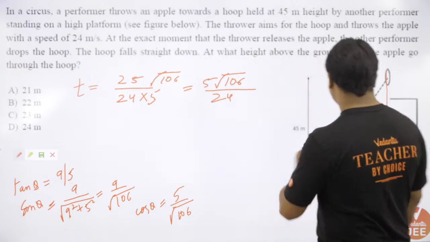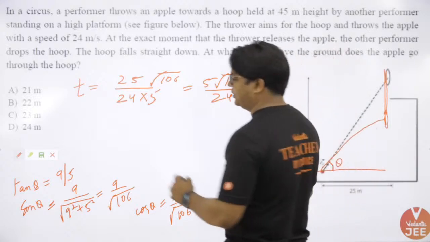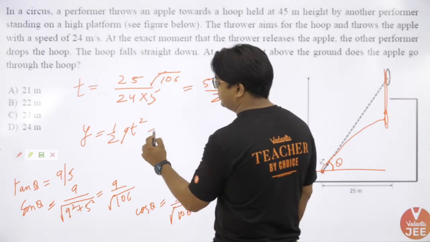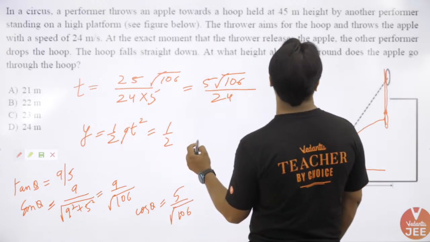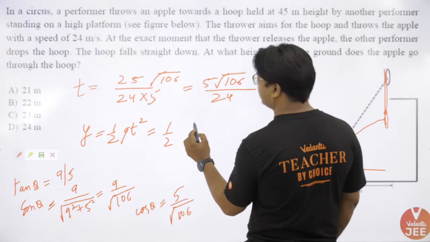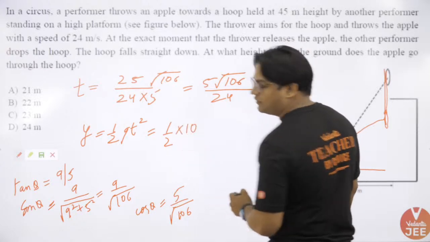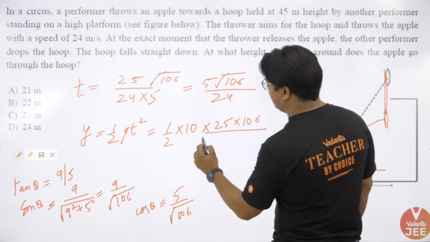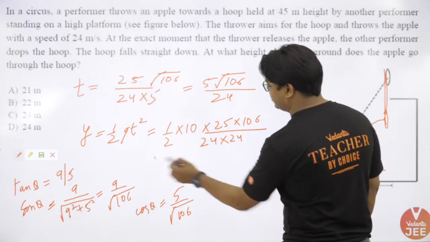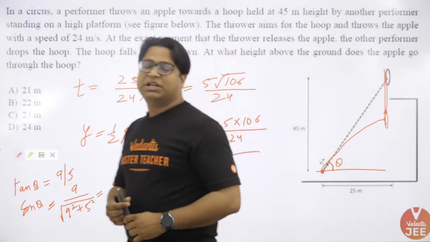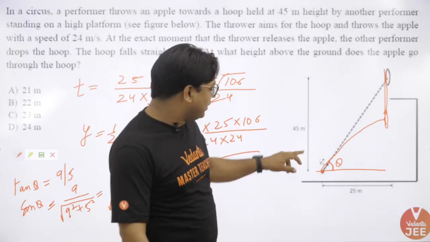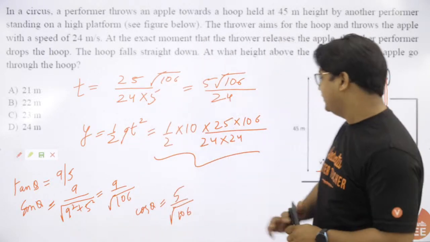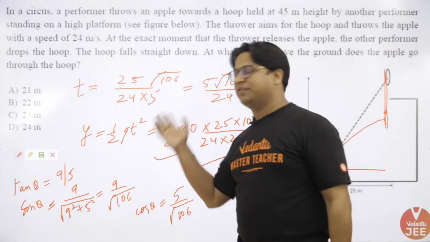In this time, the vertical distance fallen by this target will be half g t square. So it would be half into 10. Let's say g is 10. The question doesn't say how much we should take for g. So t square will become 25 into 106 upon 24 into 24. You finish this calculation, you will get the value of y. Then you have to subtract this y from 45. That will give you the final answer.